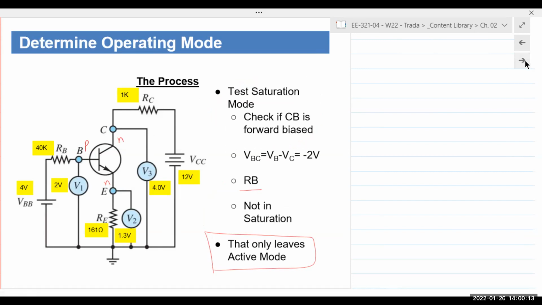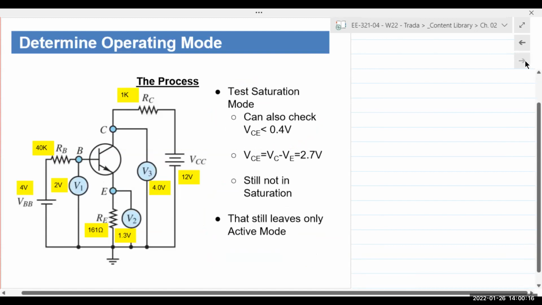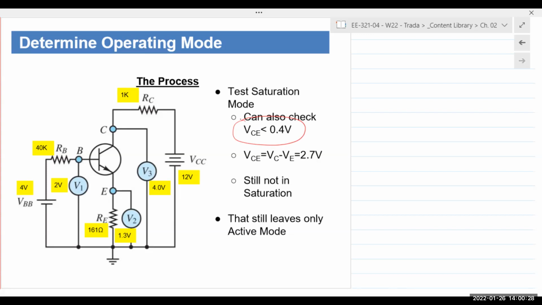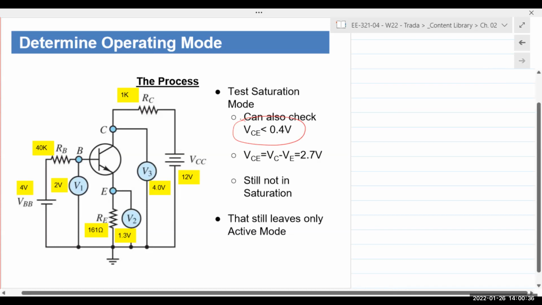But there's a third way of checking, and that is if you want to test saturation mode directly, we can measure VCE. If VCE is typically less than 0.4 volts, then the transistor would be in saturation because of the free flow of current. The high amount of current flowing through means the voltage between collector and emitter will be very, very low. If the voltage is not low, as we see here, then it's not in saturation. It only leaves active. All right, make sense?